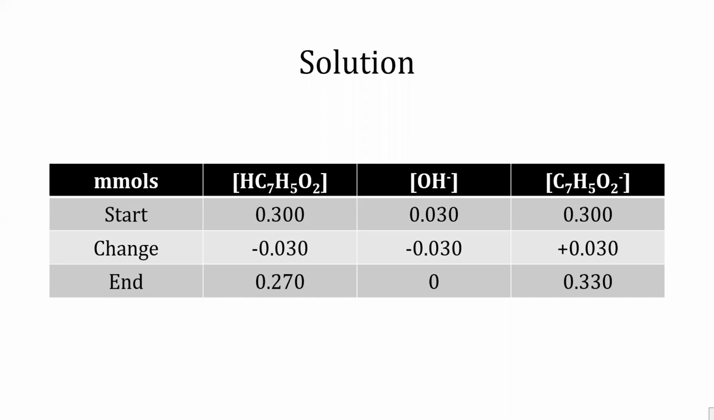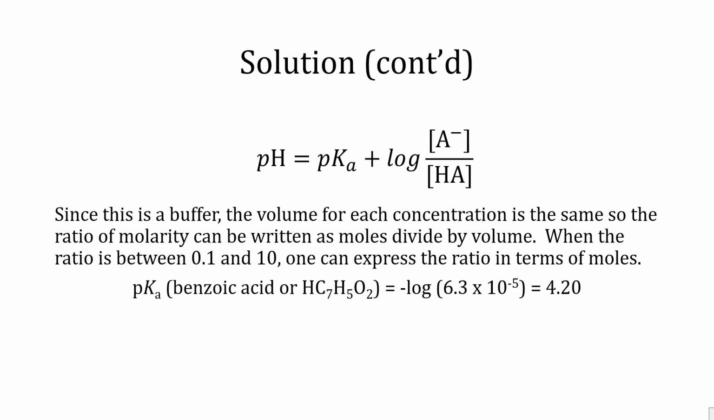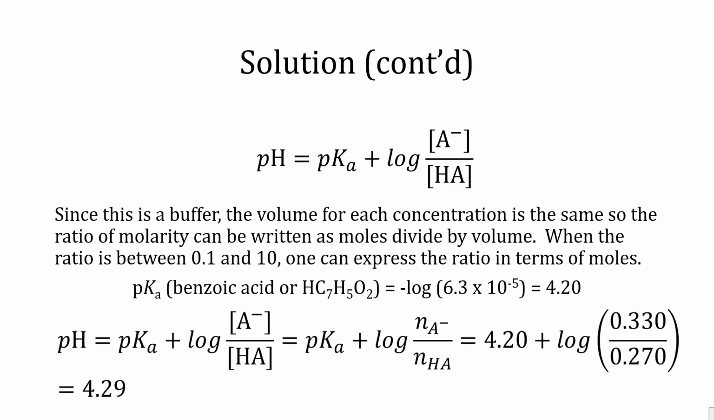Here is the RICE table showing the effect of the addition of base NaOH. In the end, in units of millimoles, there are benzoic acid with 0.270 and benzoate ion with 0.330. Since this is a buffer, the volume for each concentration is the same, so the ratio of molarity can be written as moles divided by volume. When the ratio is between 0.1 and 10, one can express the ratio in terms of moles. The final pH of this buffer solution is 4.29.